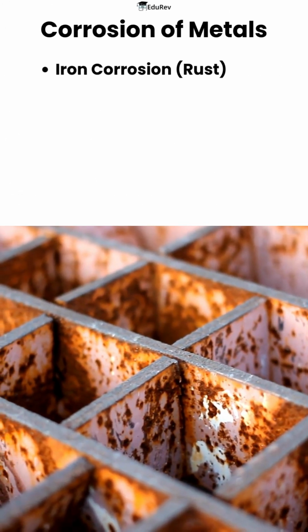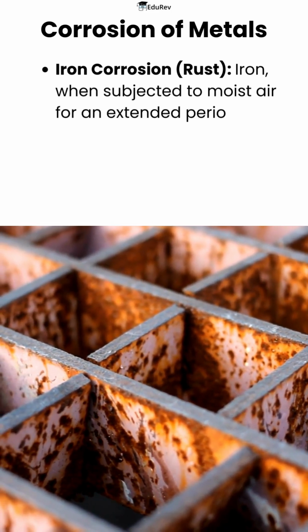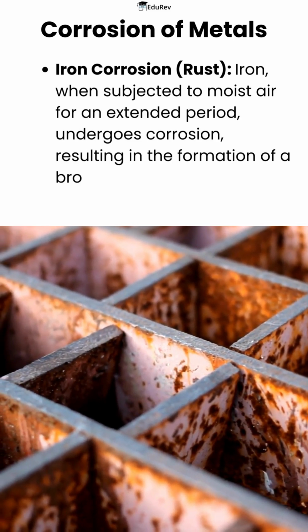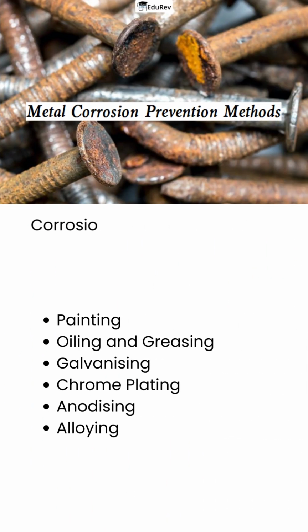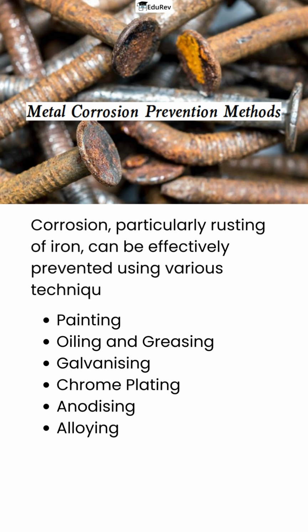Iron corrosion, rust. Iron, when subjected to moist air for an extended period, undergoes corrosion, resulting in the formation of a brown, flaky substance known as rust. Corrosion, particularly rusting of iron, can be effectively prevented using various techniques and methods. Some strategies for preventing corrosion are painting, oiling and greasing, galvanizing, chrome plating, anodizing, and alloying.